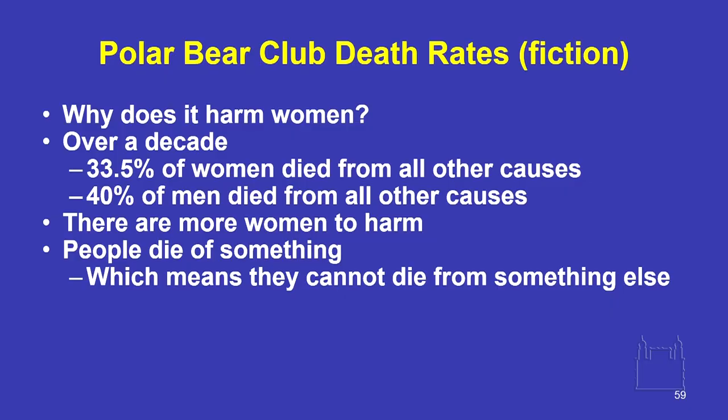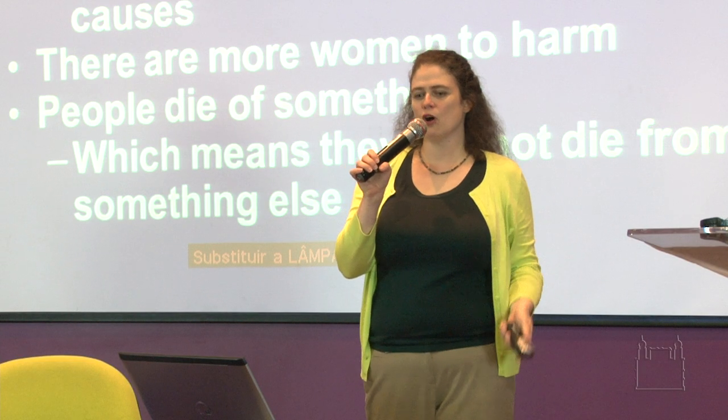Because over that decade, 33.5% of the women have died from other causes, but 40% of the men died from other causes. This is why competing risks lead to misinterpretation of data. Over this decade, there are more women who can be harmed by the plunge, and therefore, if you simply look at death from polar bear plunge, again, made up, but if you simply look at that death, then you're getting the wrong story. Because we're all going to die of something.